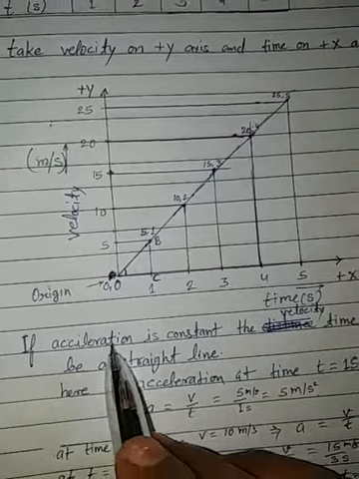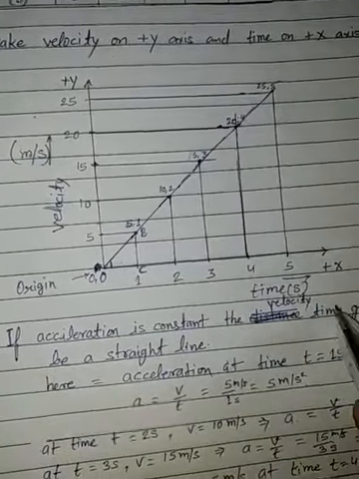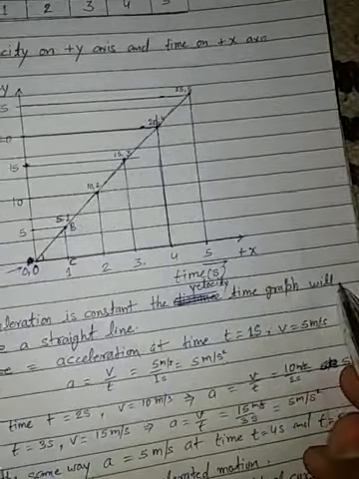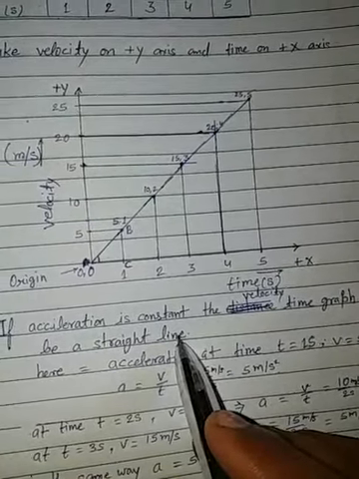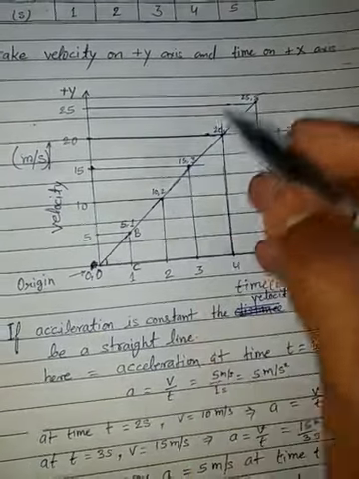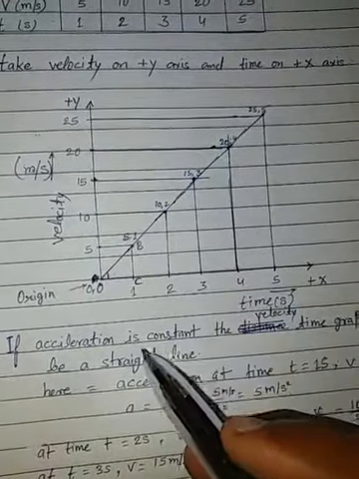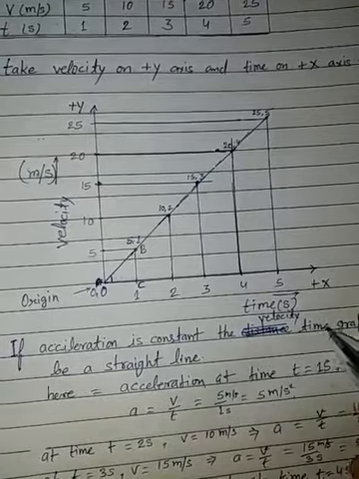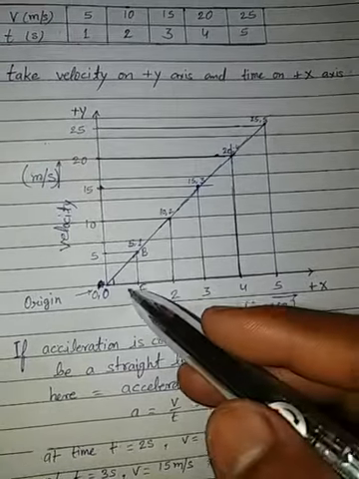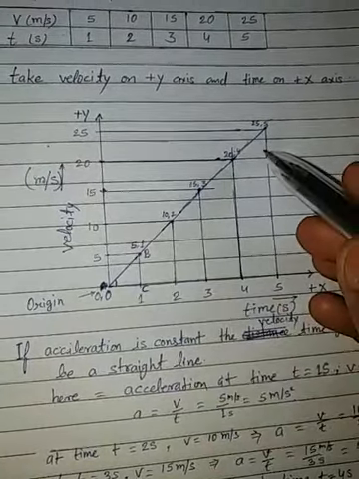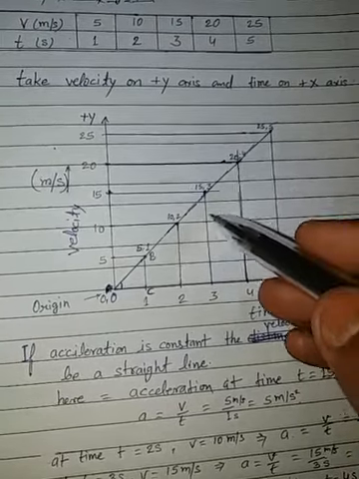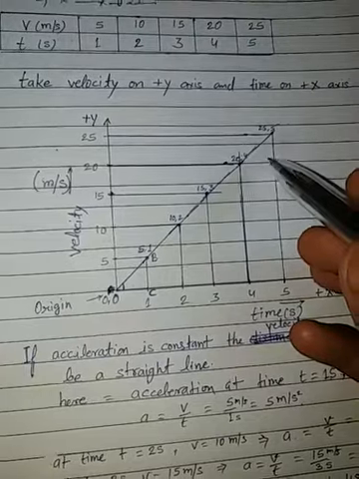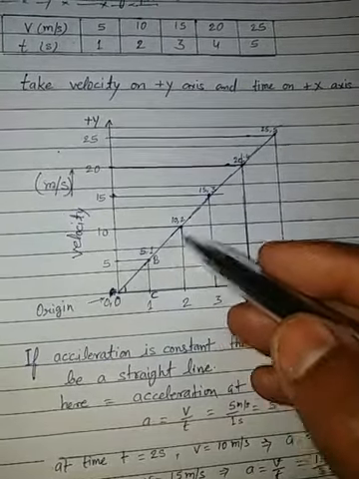If acceleration is constant, the velocity time graph will be a straight line. So we are getting here the velocity time graph as a straight line. So it is the uniformly accelerated motion. It is the constant acceleration.